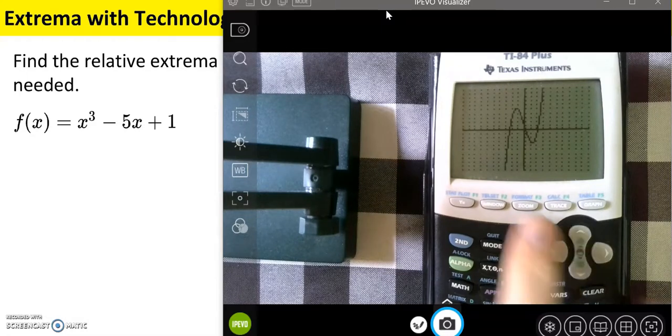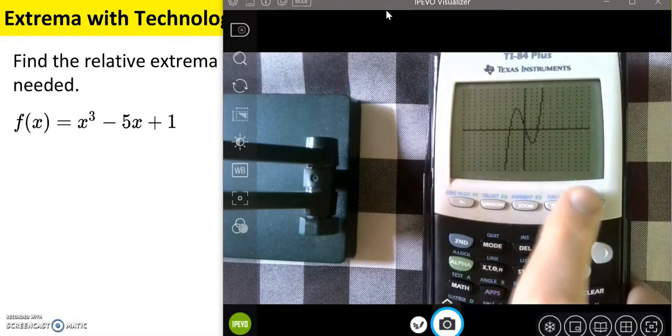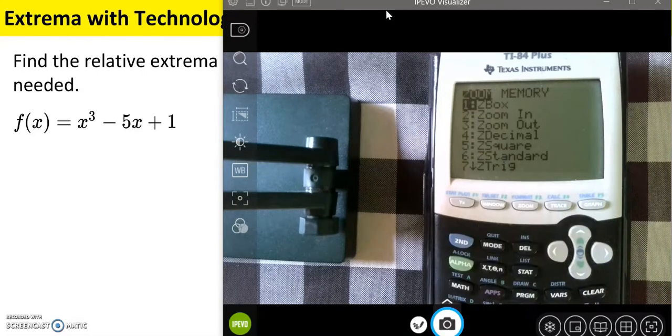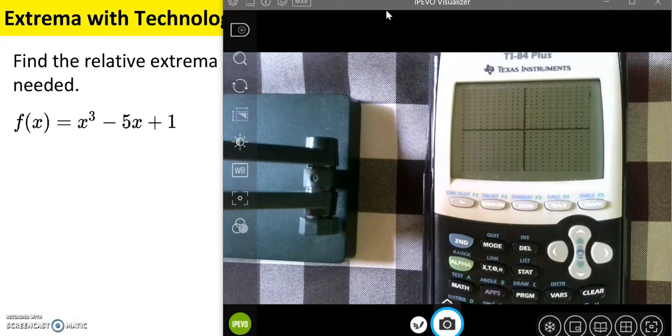Also recall that if your calculator isn't showing the window that mine shows from negative 10 to 10 in both directions, you can always hit zoom 6 to get back to a standard negative 10 to 10 viewing window in both the x and y directions.